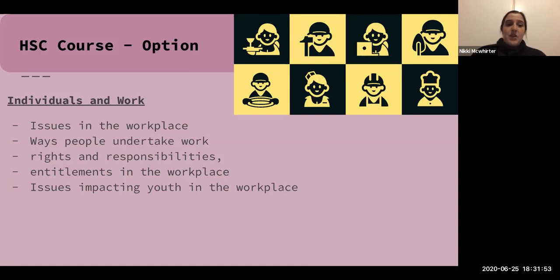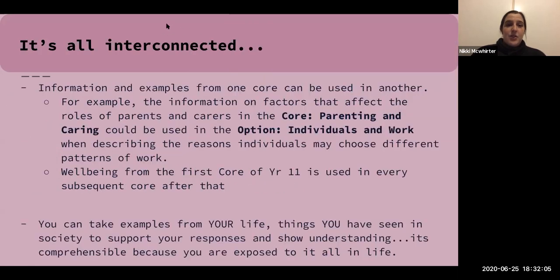Everyone will experience a workplace, whether that's paid or unpaid. We look at why people work. So it's very current. So in CAFS, everything is connected. So, for example, parenting and caring could also be connected to individuals and work because we look at types of jobs and parents and carers and how that impacts jobs.